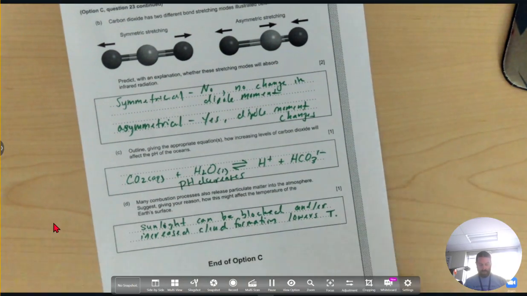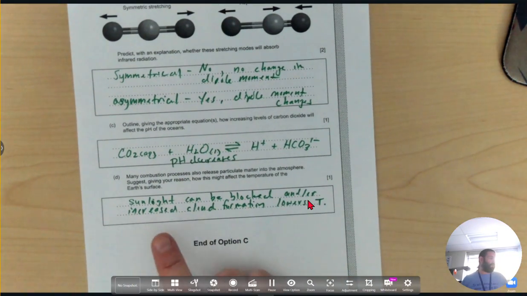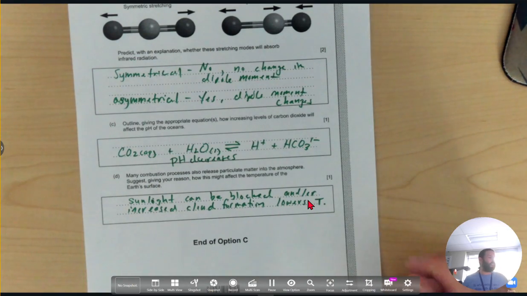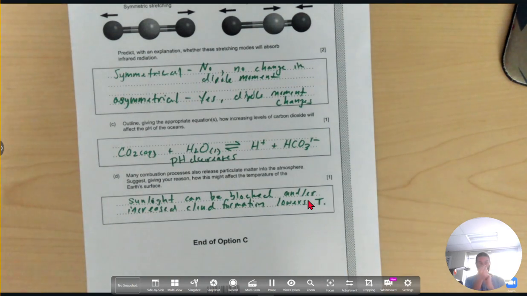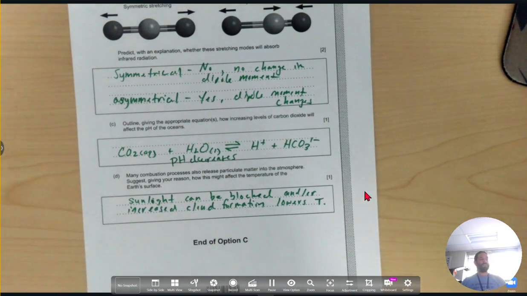And then finally, many combustion processes put particles in the atmosphere. How might that affect the temperature of the Earth's surface? Well, those particles can absorb or block sunlight. They could also cause increased cloud formation, because clouds form when water molecules begin to surround dust particles in the atmosphere, and that will cause the lowering of temperature.